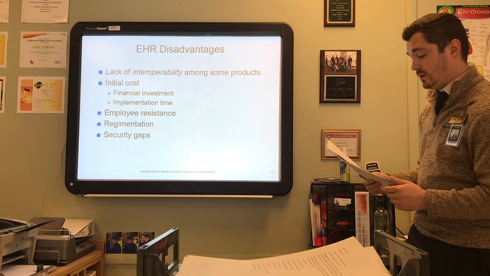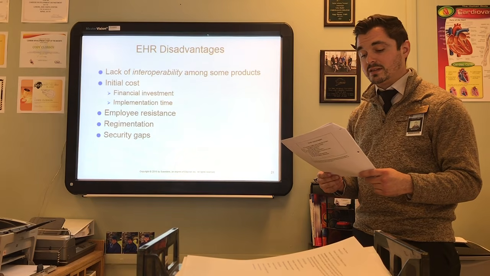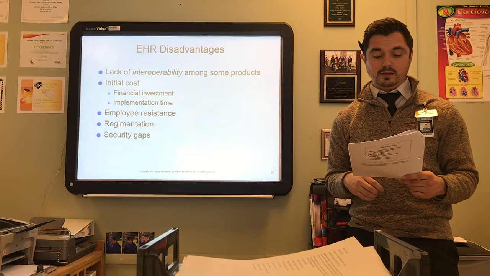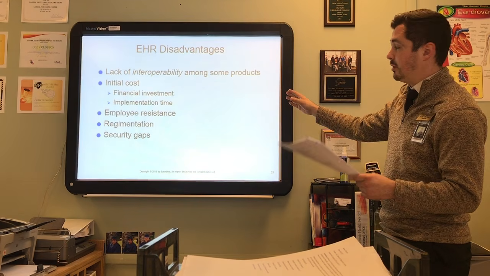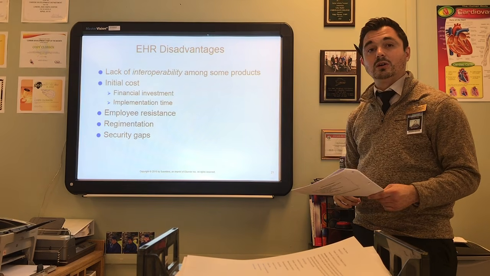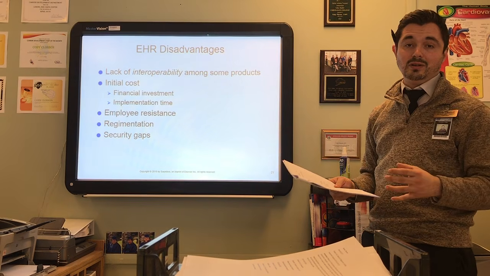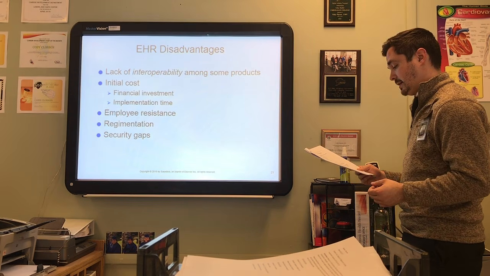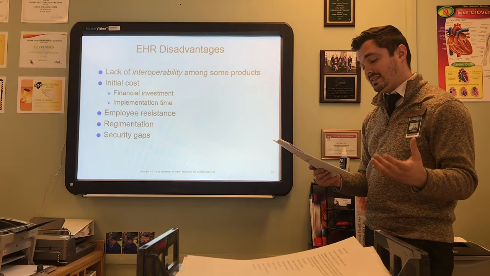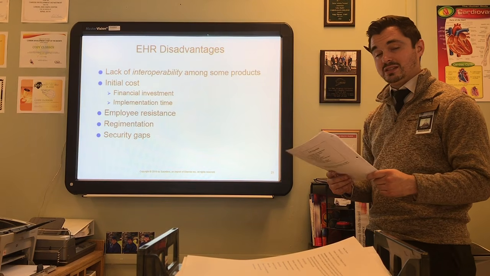Some disadvantages though, so there are a couple. Compatibility standards have not yet been universally applied to ensure that systems can interact with or talk to one another. So this capability is known as interoperability. So the lack of interoperability among some products. So some medical electronic health records might not talk to other electronic health records, and that could be a disadvantage for sure. So this is a lack of uniformity that has become a real dilemma for both the individual patients and for the U.S. healthcare system as a whole.